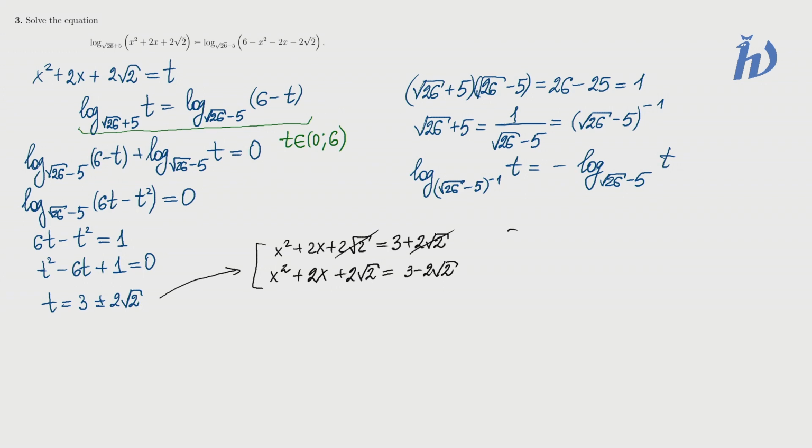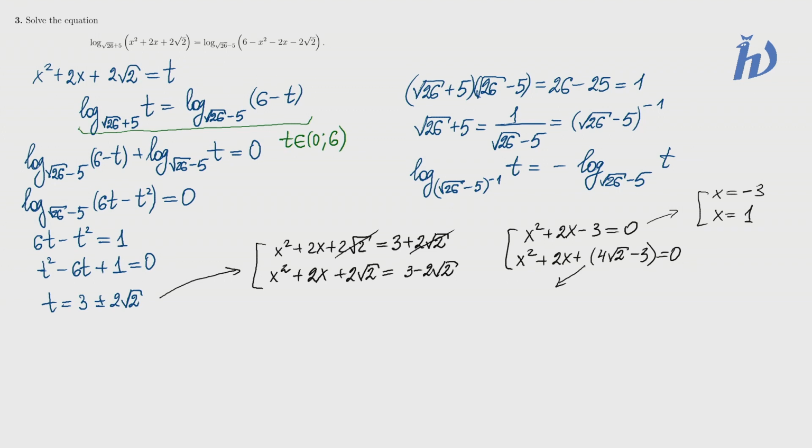In the first equation we can cross out 2 roots of 2, and we'll get x squared plus 2x minus 3 is 0. And in the second one we get x squared plus 2x plus 4 roots of 2 minus 3 is 0. Then the first equation yields that either x is minus 3 or x is 1. What can we tell about the second?